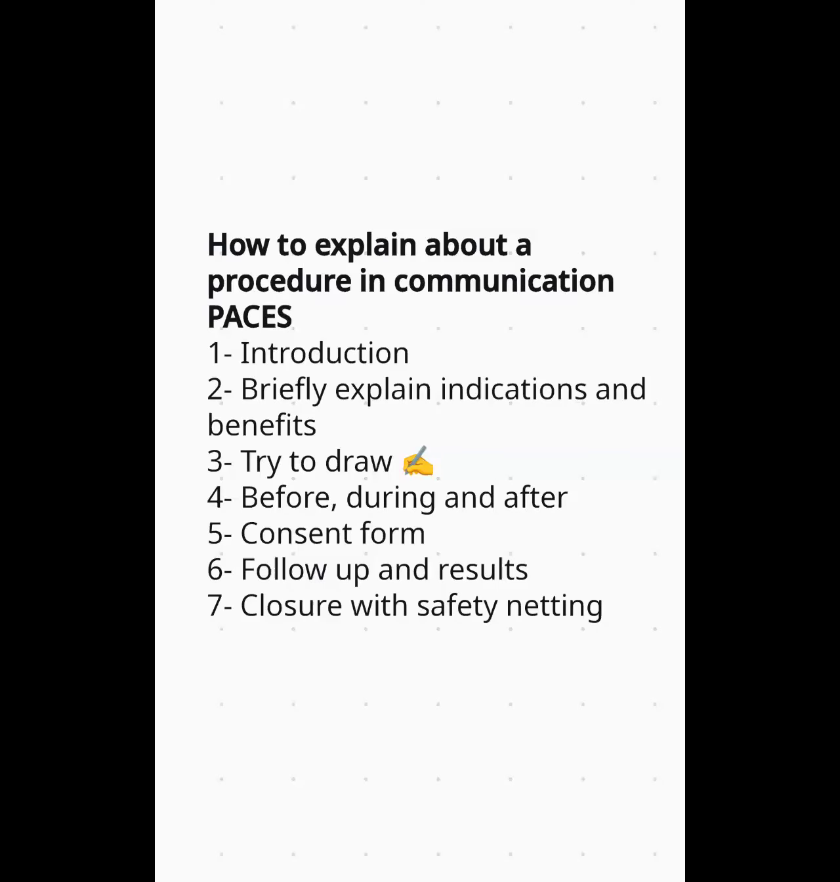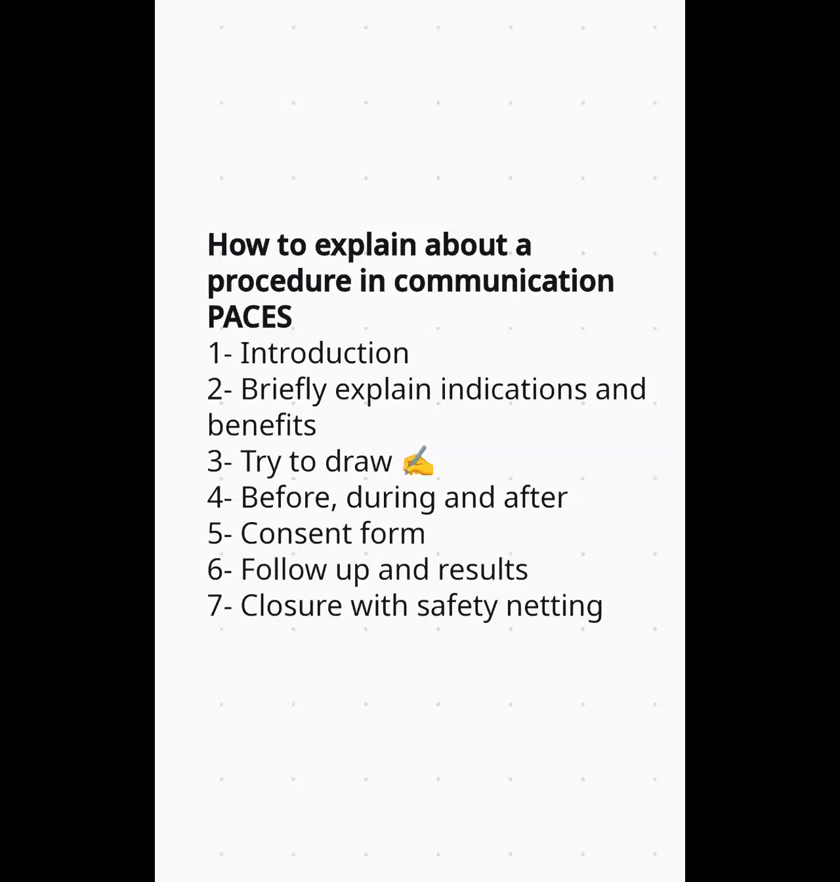How to explain about a procedure in communication scenarios in PACES. Firstly, you have to introduce yourself and to confirm the patient name and age. Then explain about the agenda of the meeting that we are here to discuss about the procedure.